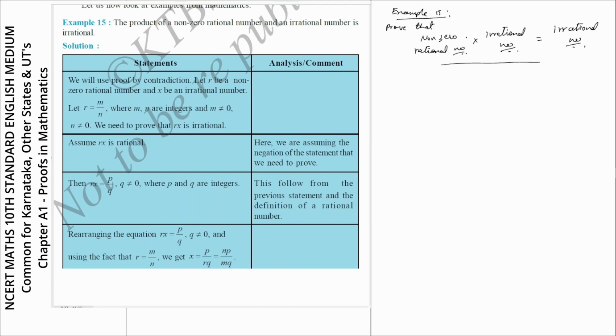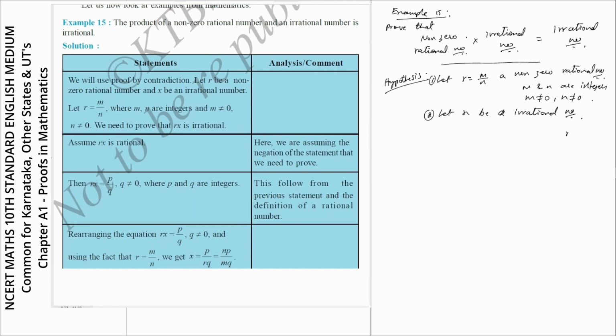Now I should prove that a non-zero rational number into an irrational number is an irrational number, okay. Now I'll take R equal to m by n, a non-zero rational number. So non-zero rational number means m and n are integers, and both m not equal to 0 and n also not equal to 0, okay. And also I'll take x to be an irrational number, okay. So these are the two hypotheses I am making. Now I should prove that R into x, where R is a rational number and x is an irrational number, is an irrational number. I should prove that, okay.